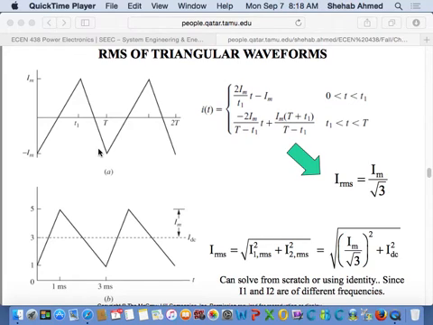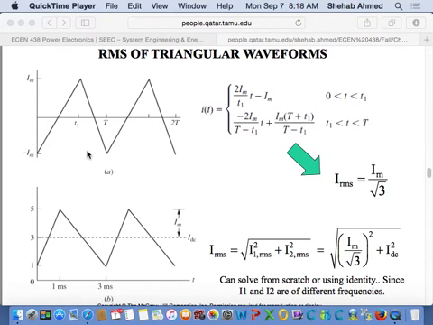I mean, you have to square this waveform and then put it under the square root. It's a big mathematical undertaking. But if you know that the RMS value of this is I max over square root of 3, and I ask you to find the RMS value of this waveform, this waveform that's a combination of the original triangular waveform plus the DC value. Again, it's this triangular waveform with an offset, right?